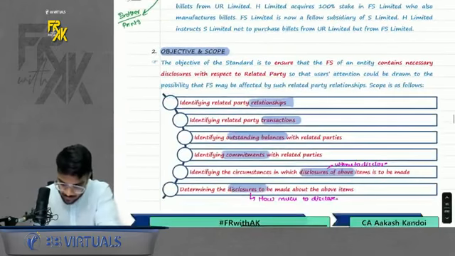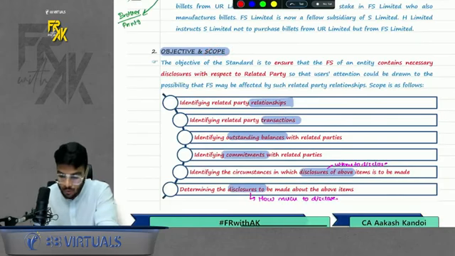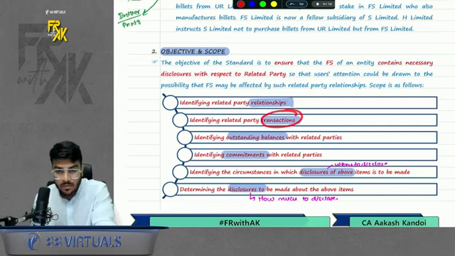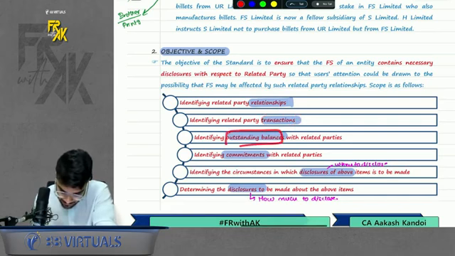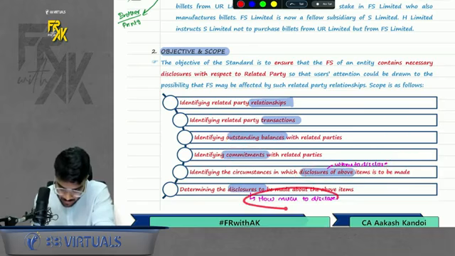First of all, introduction, not very relevant, scope. So basically, what are we going to discuss here? First, we will discuss the relationships. Then we will discuss transactions between them, then outstanding balances, then commitments, then when to disclose the relationships and how much to disclose about them.